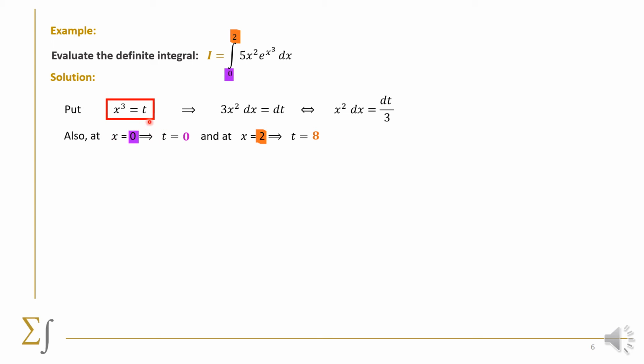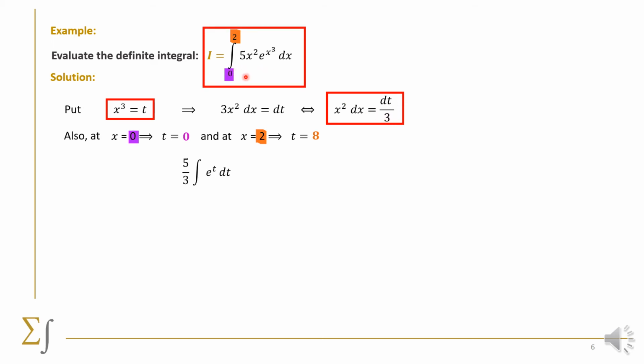So we take x cubed equals t, we take x squared dx equal to dt over 3, and we substitute in this equation. So we arrive at this integral. Again, this is the I. So the lower limit is 0 and the upper limit is 8.